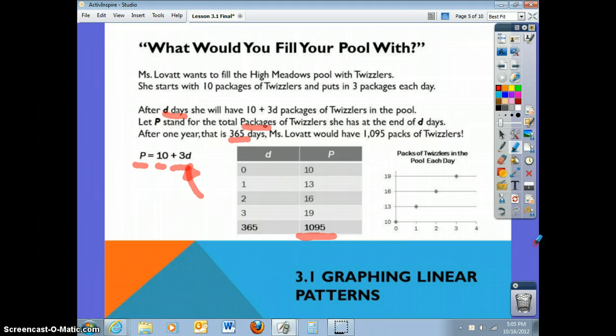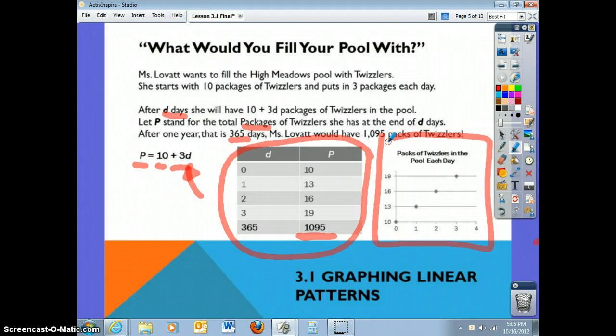So here's the table that shows it, going from 10 to 13 to 16 to 19 to 1,095 packages of Twizzlers after a year. And here's the graph that shows the same thing. The graph doesn't go as far because it's hard to fit all that on one page, but it starts her out with 0 days having 10 packages, 1 day having 13 packages, 2 days, 16, 3 days, 19. And it keeps going and going like that.